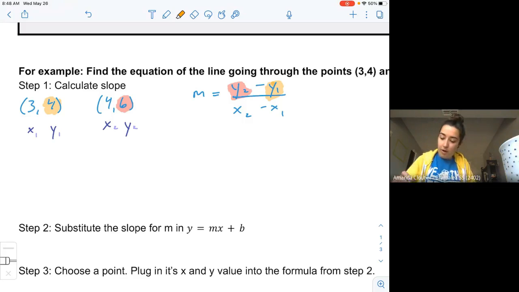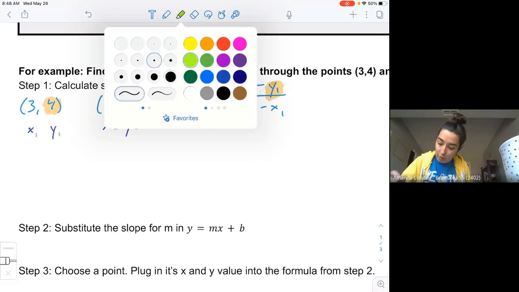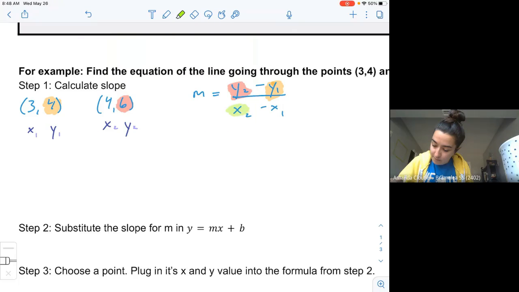Now I'm looking for an x2. X2 is the x from my second coordinate. That's why we write the 2. So that's going to be 4. And then last but not least, I'm looking for the x of my first coordinate, and that is the 3 that's right here. So hopefully that kind of shows you what matches up with what with the color coding there.